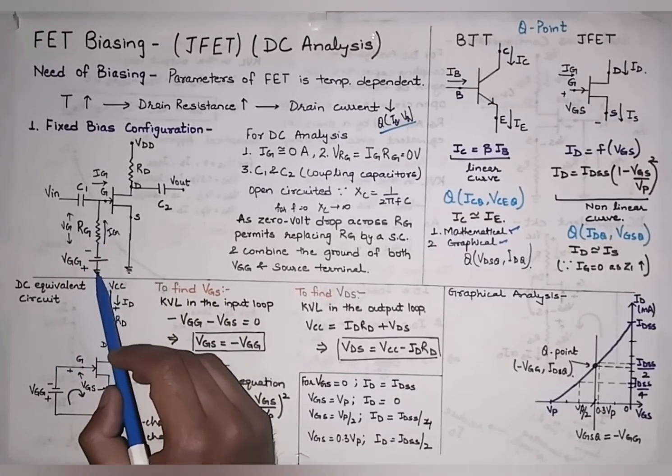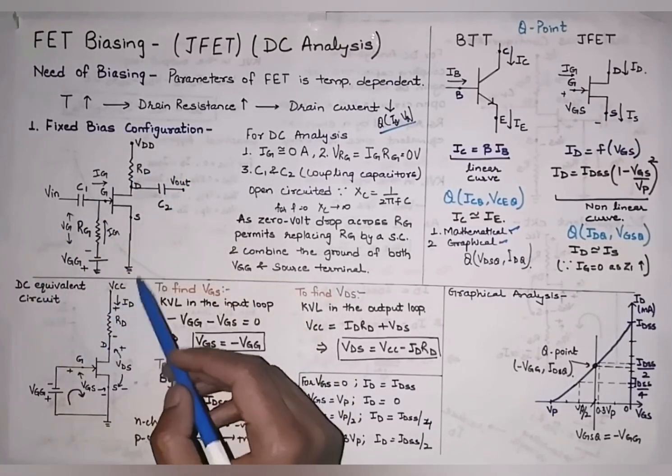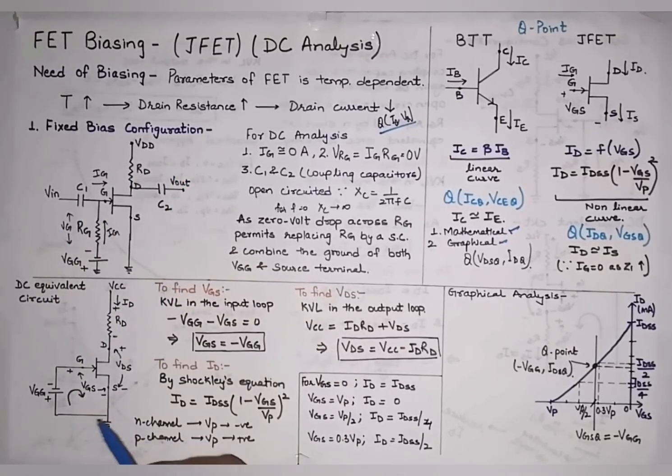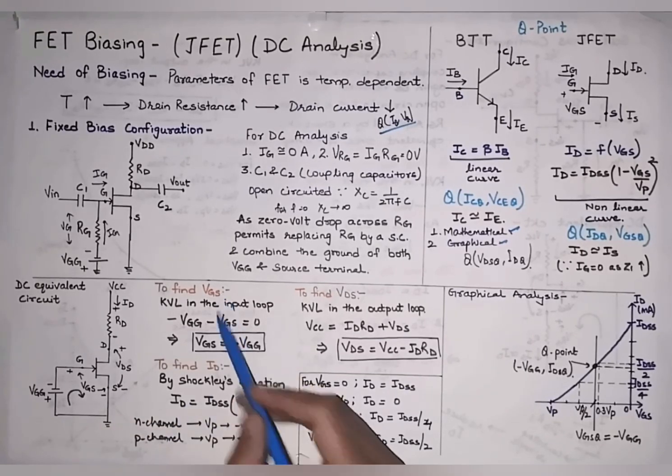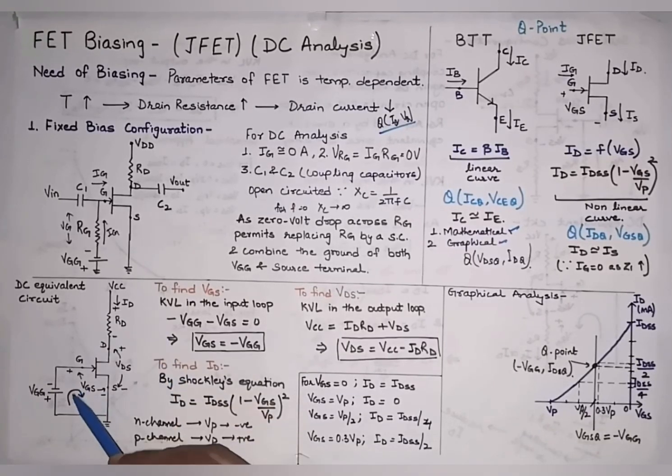Also, we can combine these two ground terminals together, and by doing all these things we can reduce our fixed bias configuration to the DC equivalent circuit like this. Now in this DC equivalent circuit we will find the value of VGS, ID and VDS. So let's first derive the value of VGS. To find the value of VGS, we will apply KVL in the input loop.